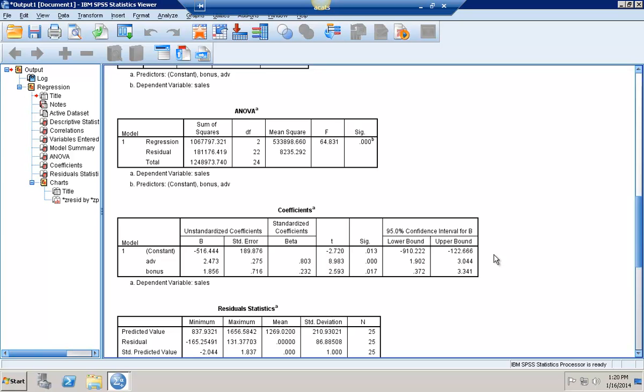So I would say for each additional $100 in advertising expenditures, I'm 95% confident that sales will increase by between $1,902 and $3,044, ceteris paribus. And then similarly, for every $100 increase in bonus, I'm 95% confident that sales will increase by between $372 and $3,341.